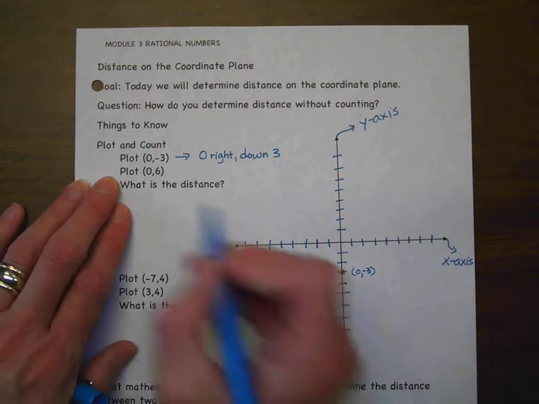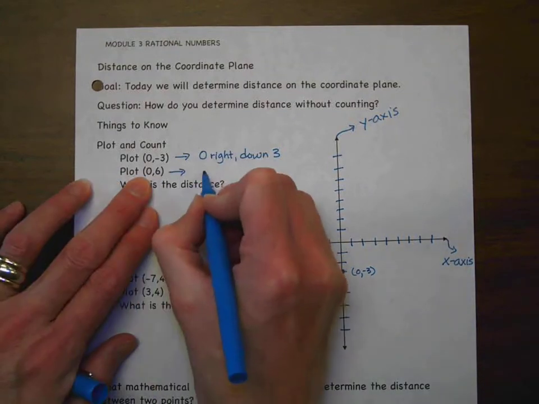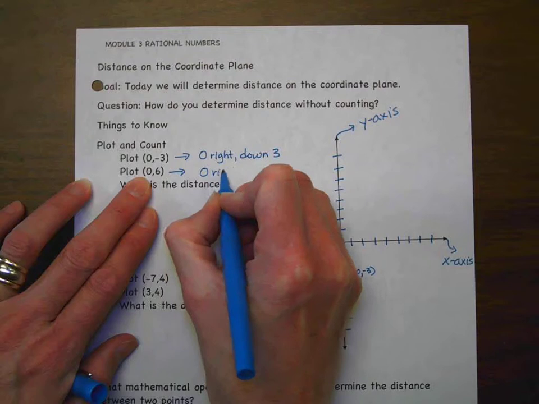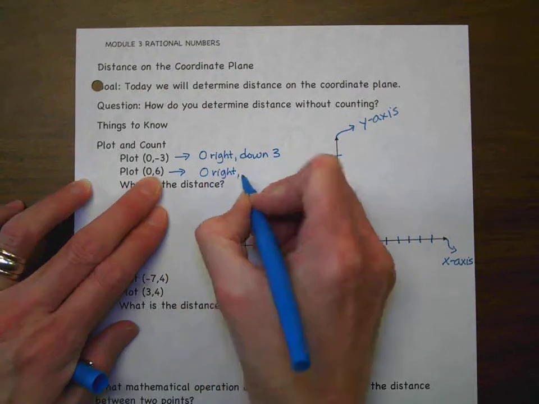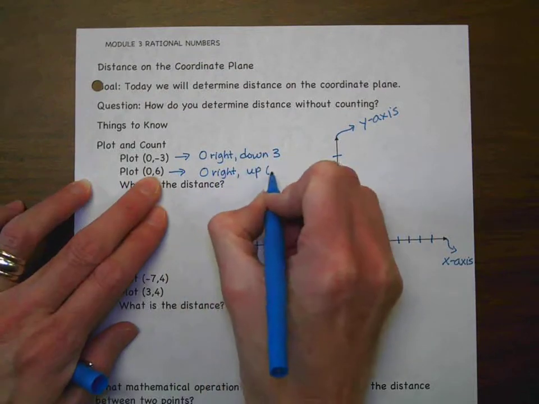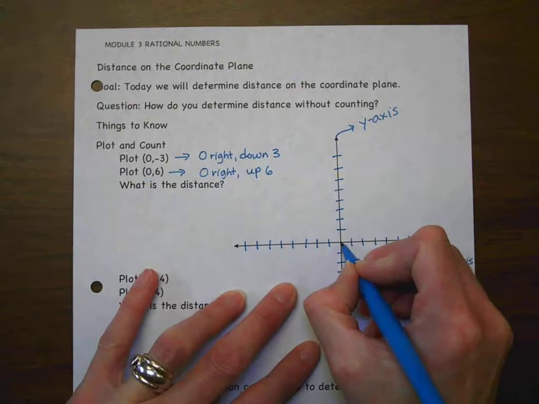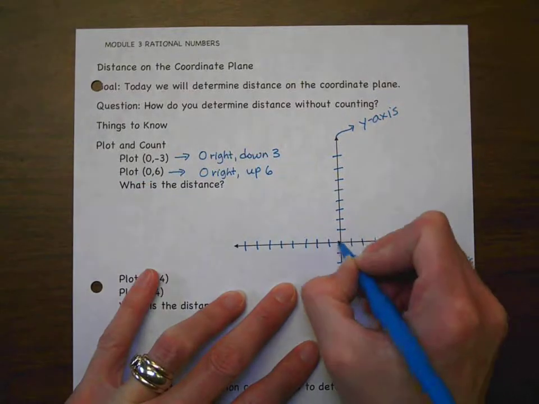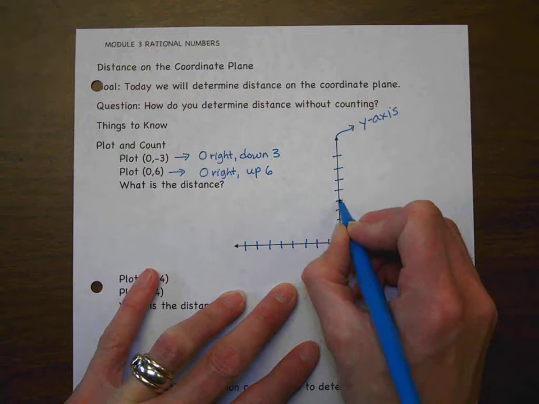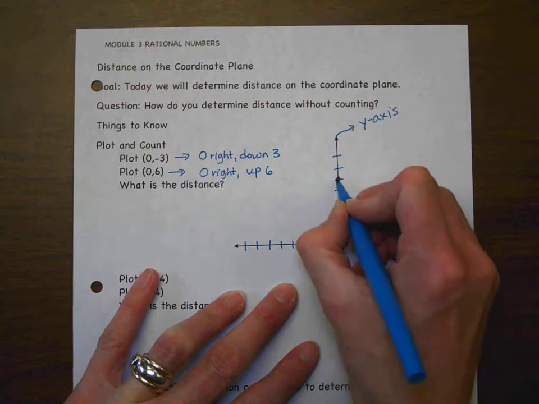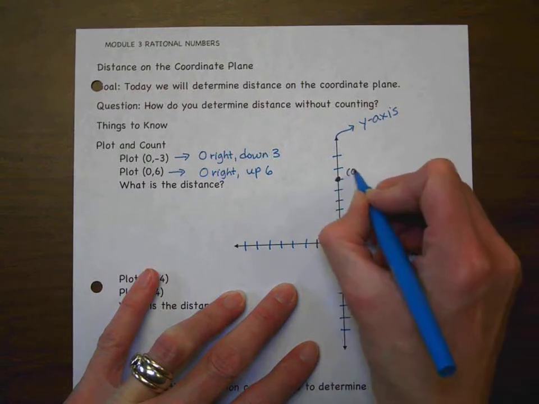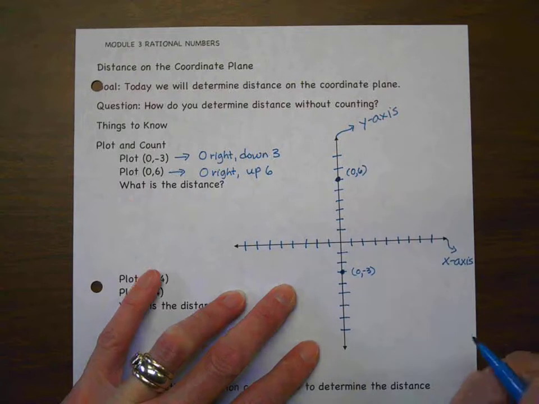Okay, so now let's do the next one. This one says 0 again to the right or left, and then this time I'm supposed to go up 6. So again, start at 0, except don't go left or right, but go up 6. 1, 2, 3, 4, 5, 6. And that happens to be right there, so this one is called (0, 6).